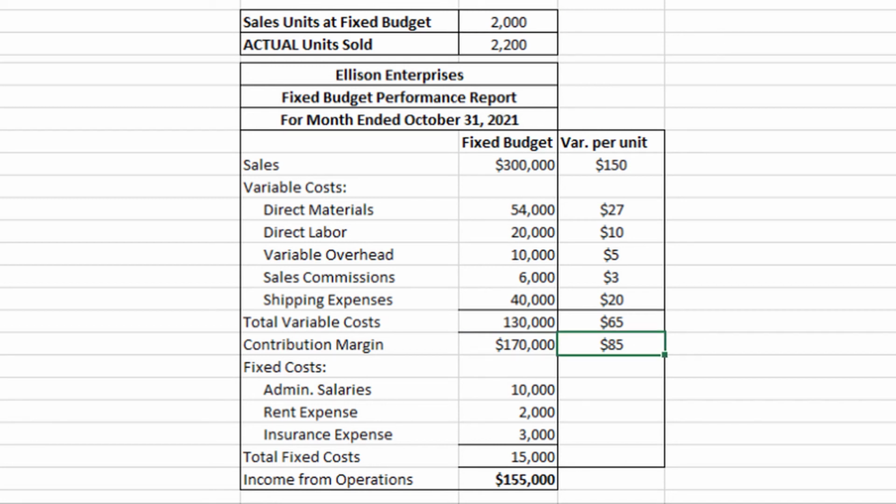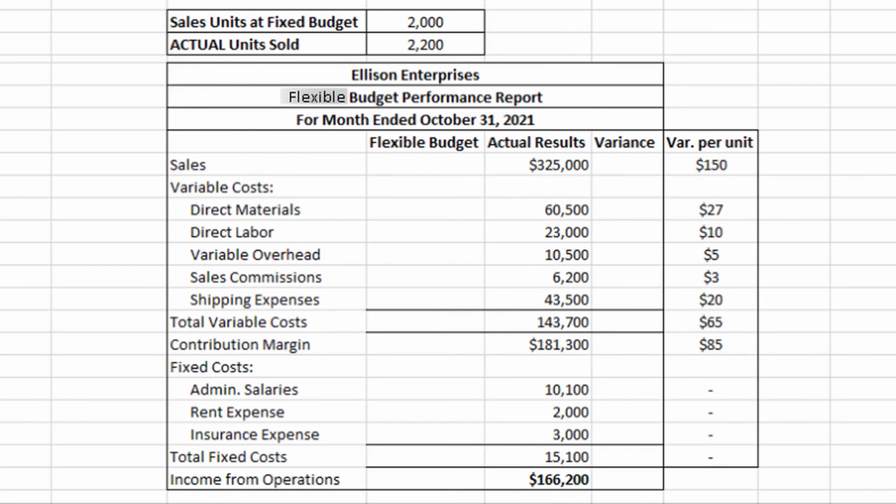Now it's important that you don't apply the same process to fixed costs. Fixed costs by definition don't vary by unit, so there is no need to calculate a fixed cost per unit for the purposes of creating a flexible budget. So I'll just use dashes in here for the fixed costs. At this stage, we are ready to create the flexible budget.